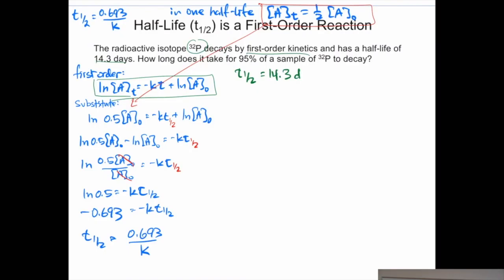So anytime you're working with a half-life problem like this, and you're given the half-life, just go ahead and get it into K. Figure out what K is, and once you know what K is, it just turns into a standard first-order rate kinetics equation like we've been doing with the integrated rate law. So let's do that first. T 1/2 is equal to 0.693 divided by K. So K is equal to 0.693 divided by 14.3 days.